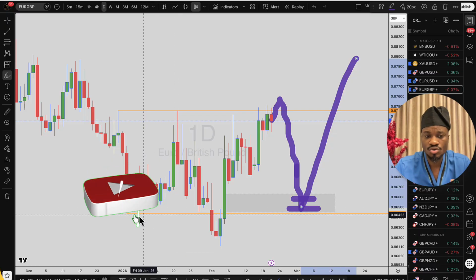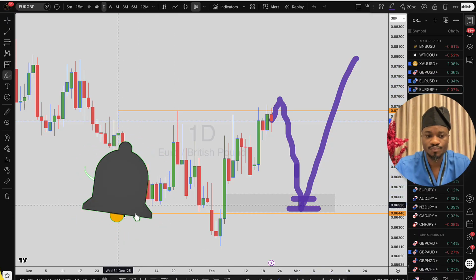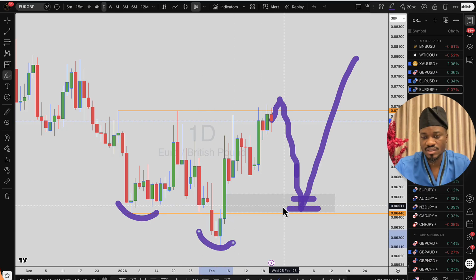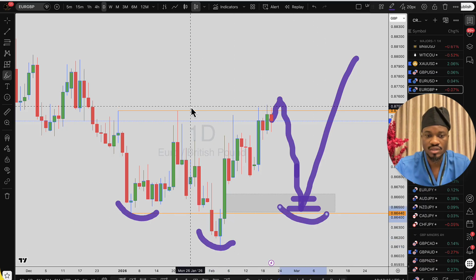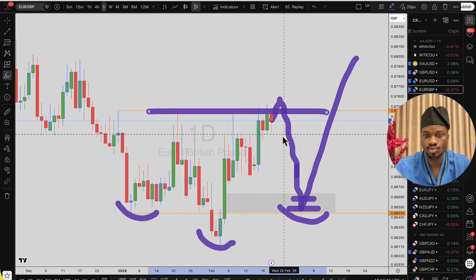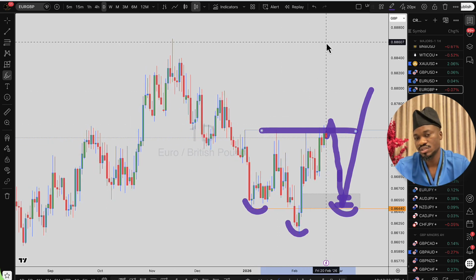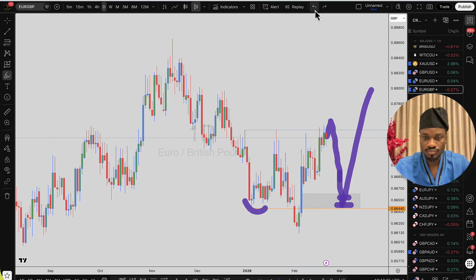So if that should occur, that means we have an inverted head and shoulder, which is the inverted left shoulder right here, inverted head, and the inverted right shoulder, and this would be the neckline. So this could contribute to a long-term bullish rally on the euro pair against the British pound sterling. So this is what I'm seeing on the euro pair against the British pound sterling.